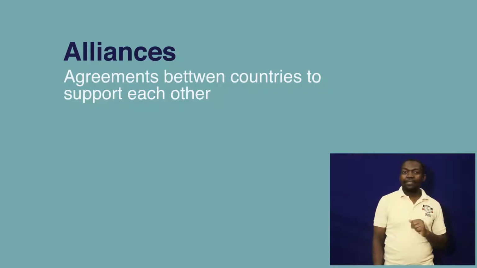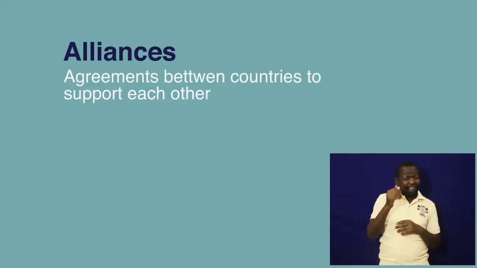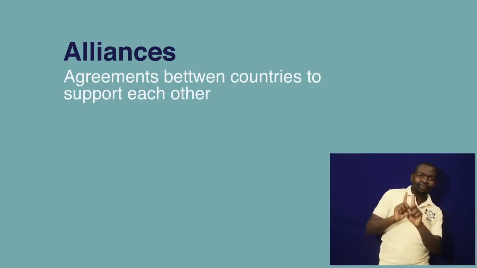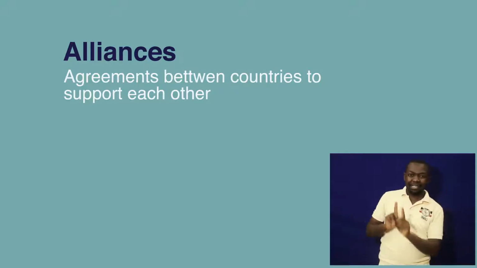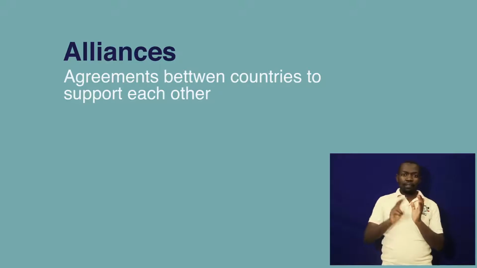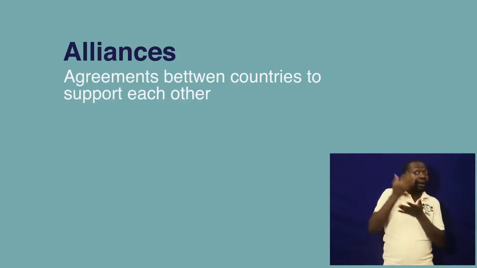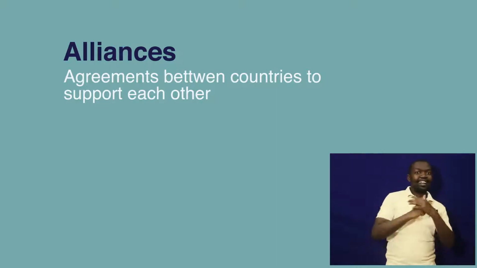So, many of the countries were attacked, and they were attacked because others were supporting. The country would attack another country in anticipation of help from the country it made an alliance with.